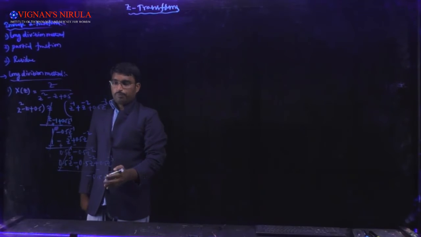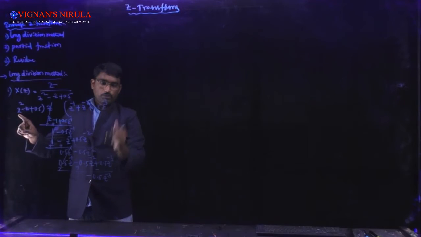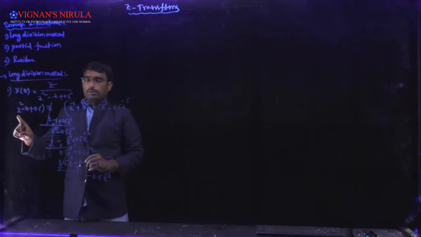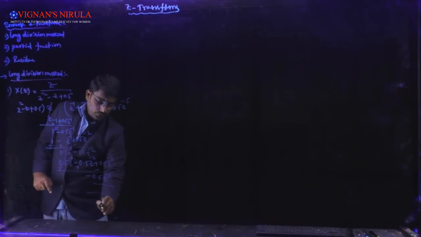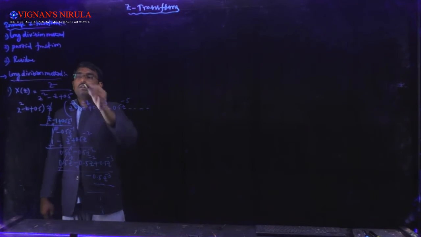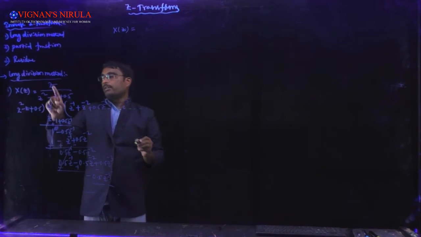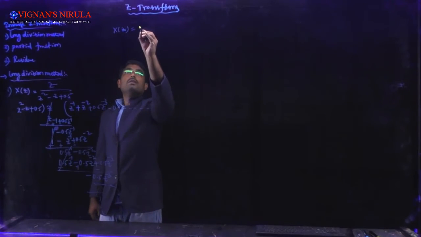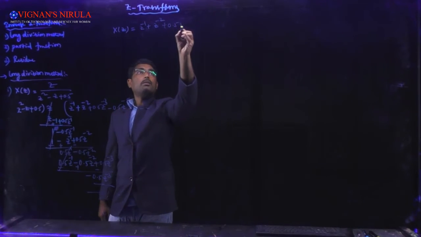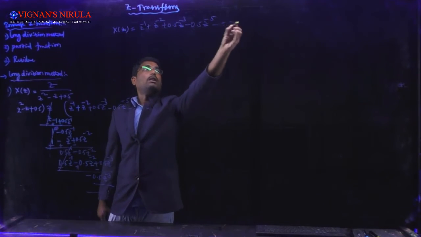Next, with which term do we need to multiply z square in order to cancel this minus 0.5 into z power minus 3? You will be getting minus 0.5 into z power minus 5 over here. Finally, this is a long process, and it goes on. So what do we get here for X of z by dividing? z power minus 1 plus z power minus 2 plus 0.5 into z power minus 3 minus 0.5 into z power minus 5, and so on.